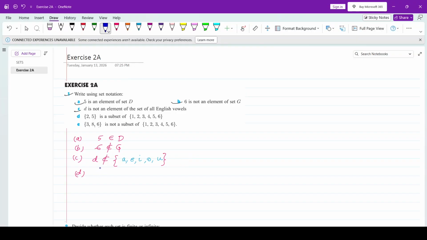Part D says {2, 5} is a subset of {1, 2, 3, 4, 5, 6}. So what is the symbol for subset? This. So {2, 5} is a subset of {1, 2, 3, 4, 5, 6}. And part E, {3, 8, 6} is not a subset of {1, 2, 3, 4, 5, 6}. Let's move on to the next question.